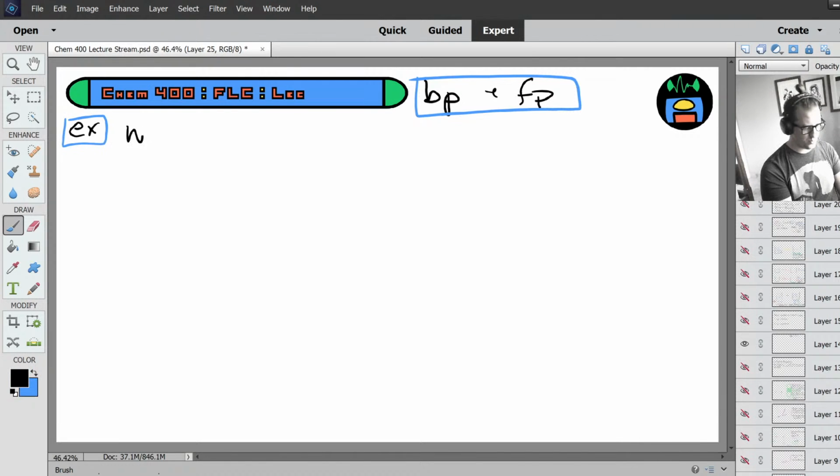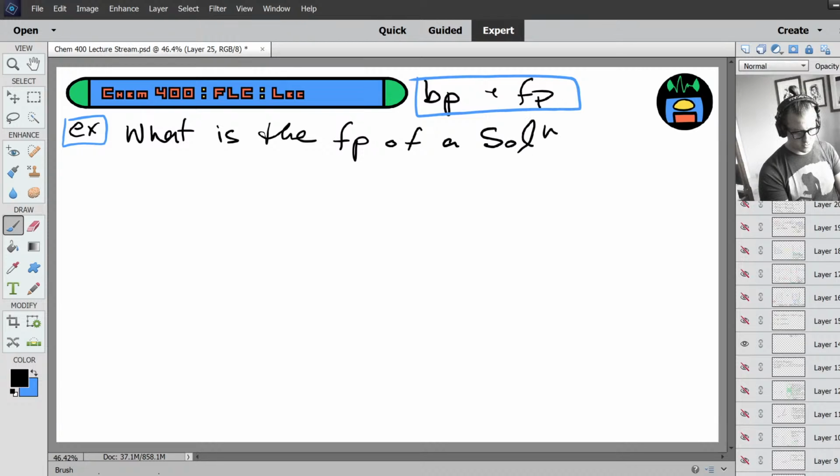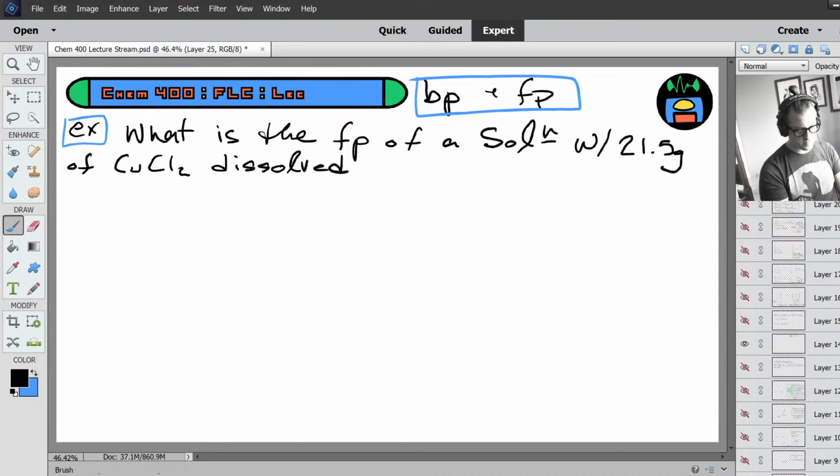So let's start with this one. What is the freezing point of a solution with 21.5 grams of copper 2 chloride dissolved in 4.50 times 10 to the second grams of water.